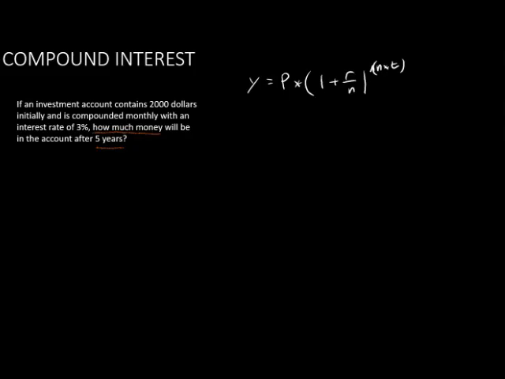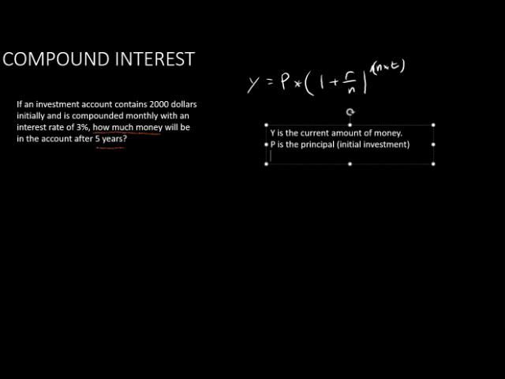The y in this equation stands for the current amount of money in the account. The p in this equation stands for the principal or initial investment. The r stands for the interest rate, and this interest rate must be in decimal form. The n stands for the number of periods per year that we have the compounding. Finally, t is the amount of years that we are going to compound for.